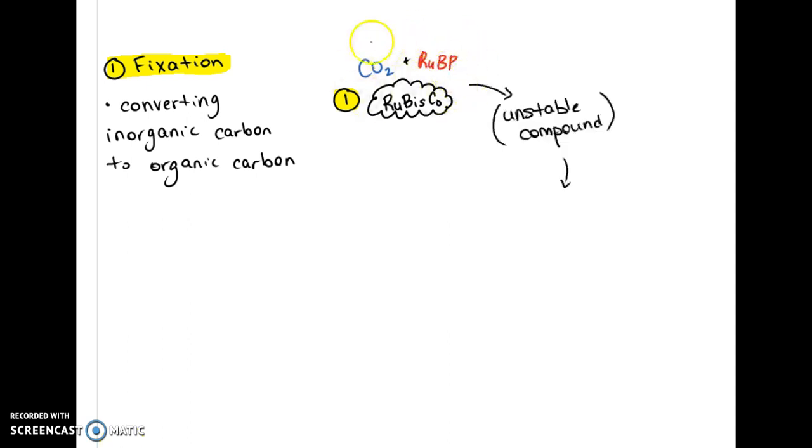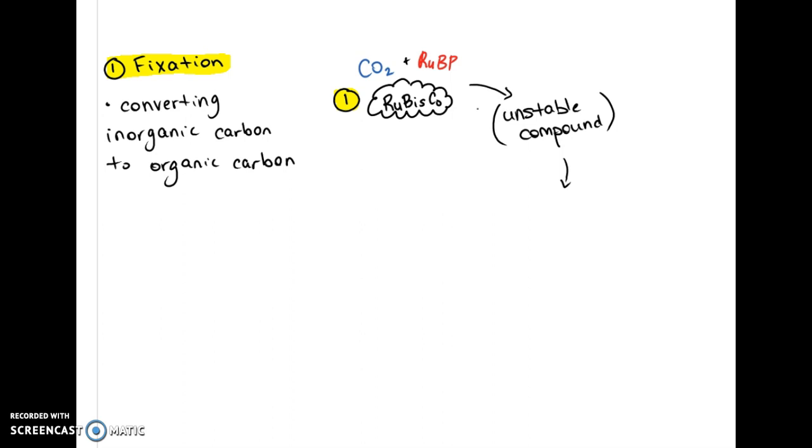Now these molecules combine with the help of the enzyme. They create a very unstable compound, so it immediately changes into a more stable form. And what it changes into is 3-phosphoglycerate. So you don't need to know all of this chemistry, but I do need you to know the process of how this carbon dioxide gets eventually converted into sugar.